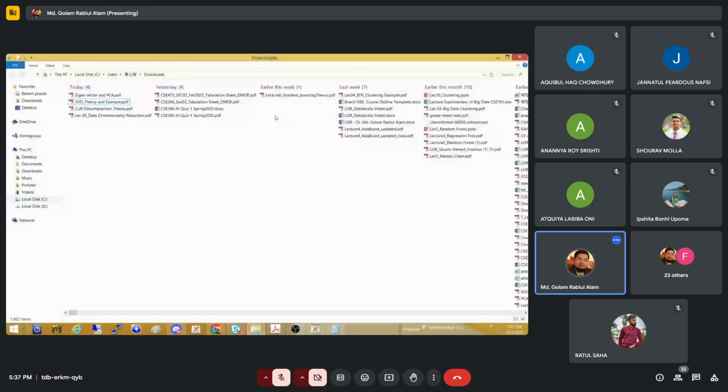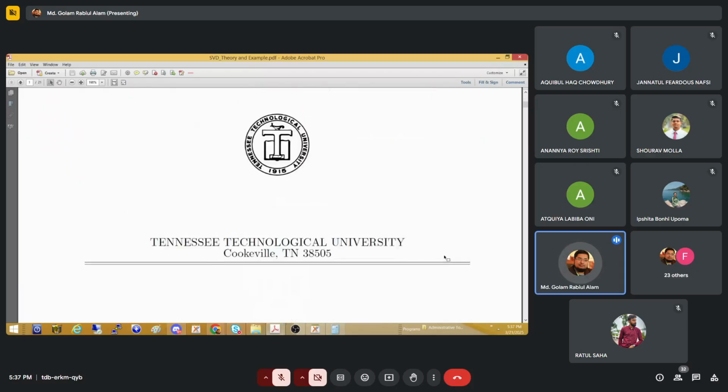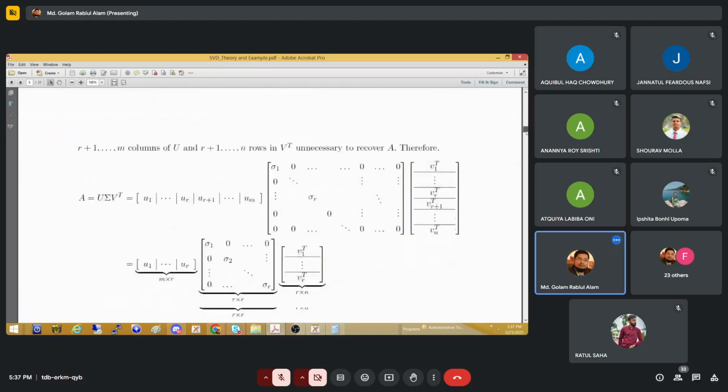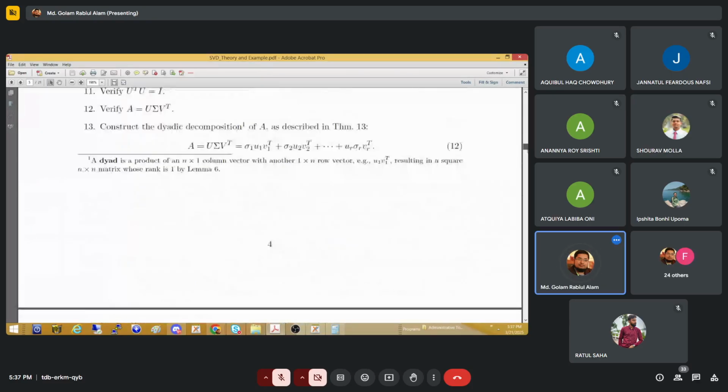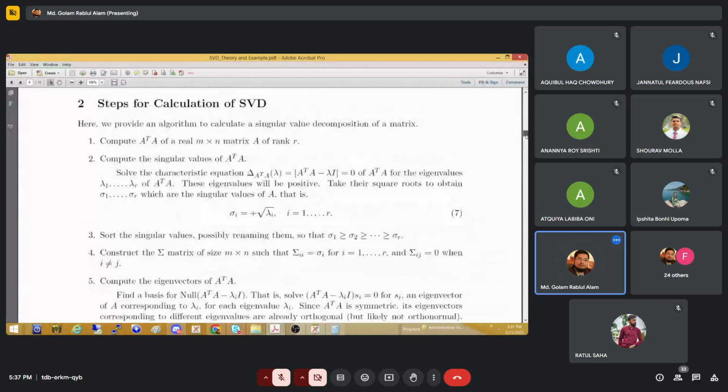Whatever you have already studied, whatever you have learned, please follow the same procedure to find this SVD. But here is one of the theories for SVD, and the steps are also given for how to compute it. We can just go through a little of it.